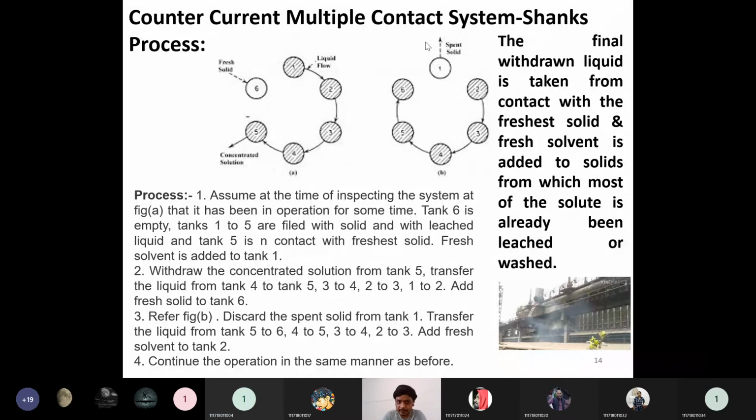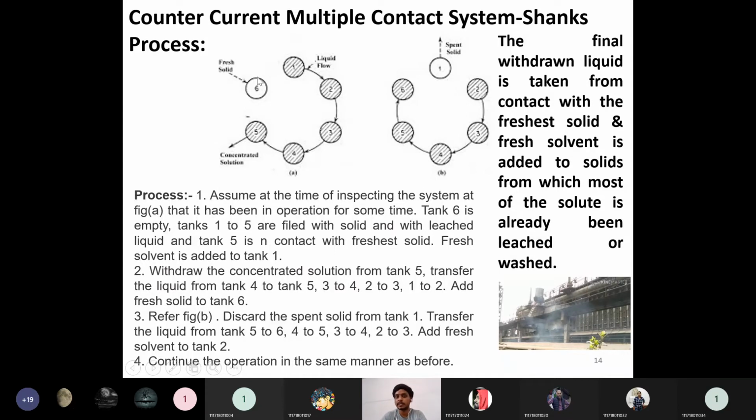First, if you inspect figure A, these are all the tanks: 6 tanks are there in this system. These tanks will range from 6 to 16 tanks, depending on the setup. But here, as an example, only 6 tanks have been taken.